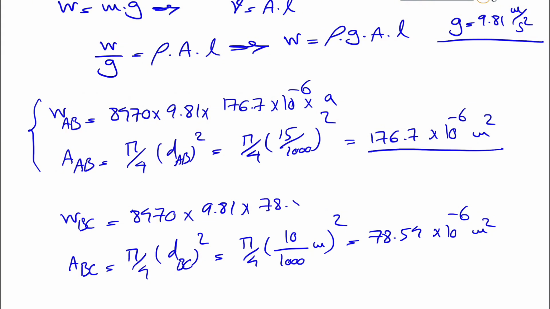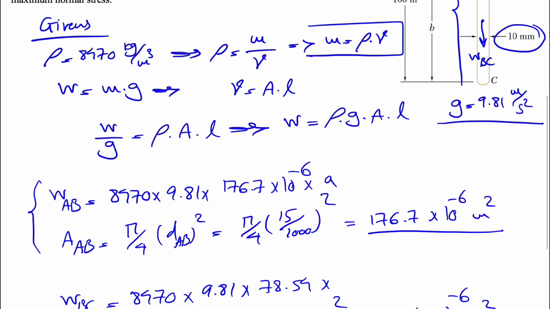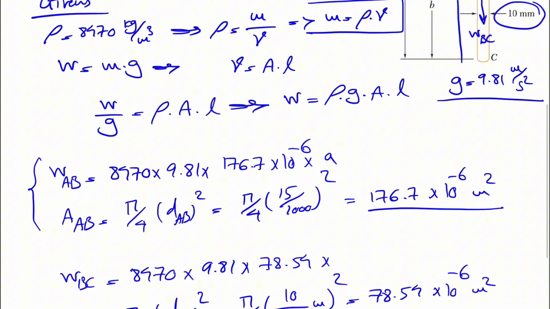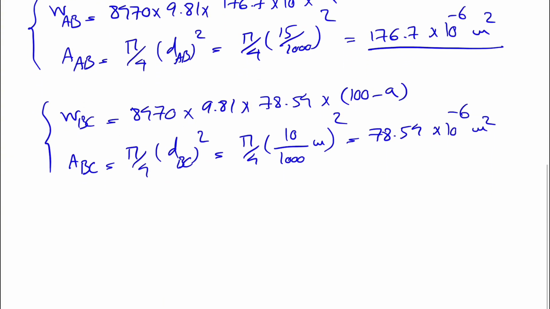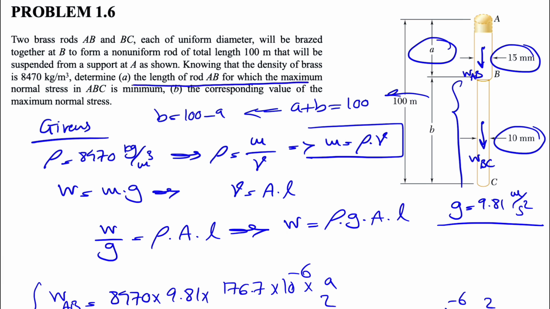So 78.54 times the length of BC, which we'll call B, and we know B is 100 minus A. Since A plus B is equal to 100, our B is 100 minus A, so we just put this in here. The reason I'm doing this is that, based on part A of the question, what we are trying to figure out is the length of AB. So we have to figure out the distance A in order to have the normal stress of ABC be minimum.